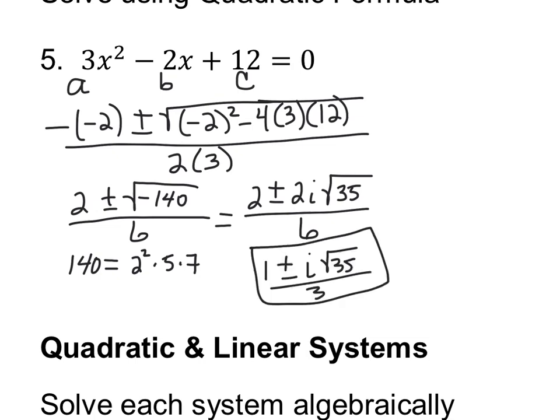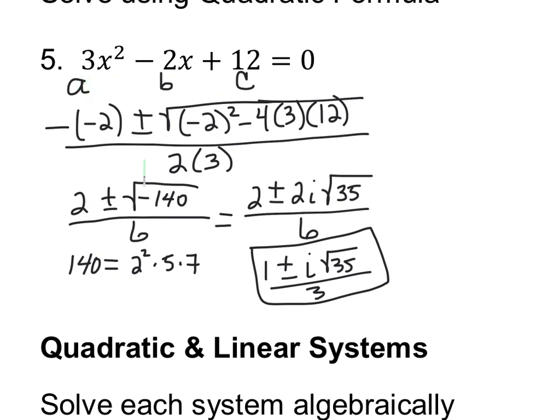And so now I'm finished. I have 1 plus or minus i, which is 2 divided by 2 is just 1. And we don't really need to write the 1 here. If you did, I wouldn't count that off. But anyway, i root 35 over 3. So this is your final answer for solving this using the quadratic formula.